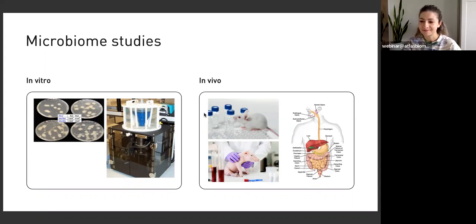Great. Also, you were talking about measuring metabolic pathways. What are the methods right now, or do we have methods to measure the metabolic pathways?